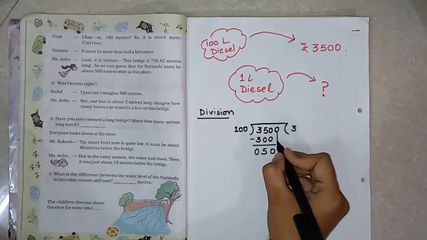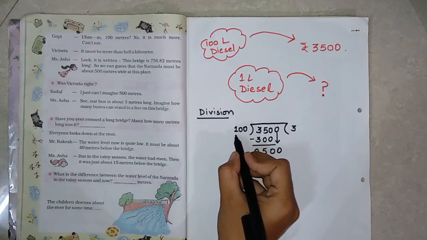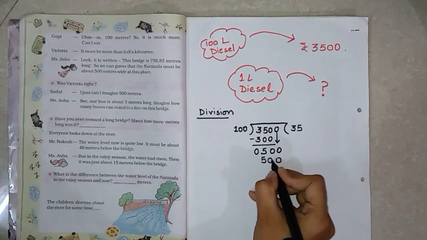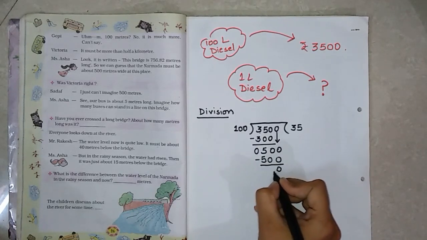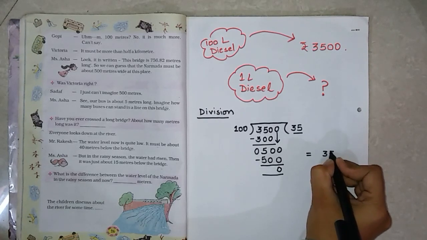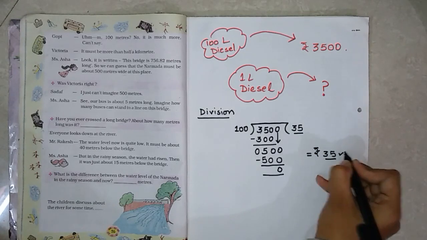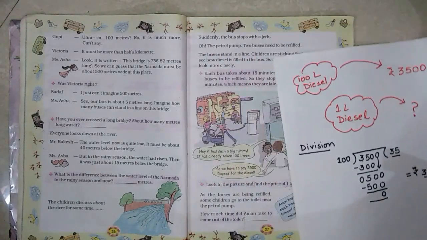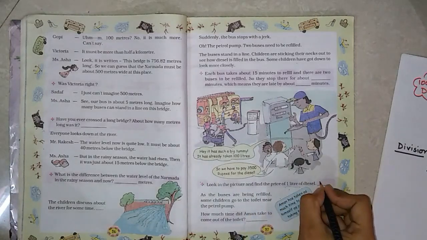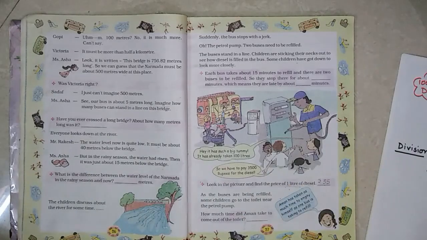Now this 0 comes down. This becomes 500. And I know that 100 fives are 500. So I am left with 0. So my answer is 35. What does it mean? That the price of 1 liter of diesel is 35. So here the price of 1 liter of diesel I will write is rupees 35. Alright.